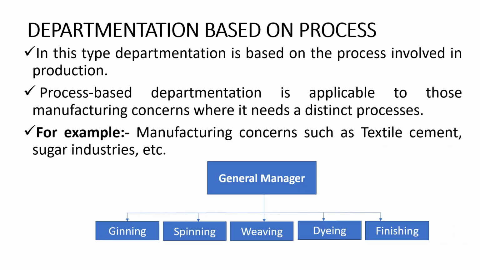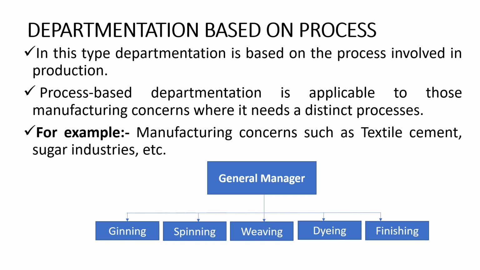Next type is departmentation based on process. In this type, departmentation is based on the process involved in production. Process-based departmentation is applicable to those manufacturing concerns that need distinct processes. So the production function may be further subdivided on the basis of the process of production, when the production process has distinct activity groups. This base is suitable for organizations engaged in the manufacture of products that involve several processes. For example, manufacturing concerns such as textiles, cement, sugar industries, etc.